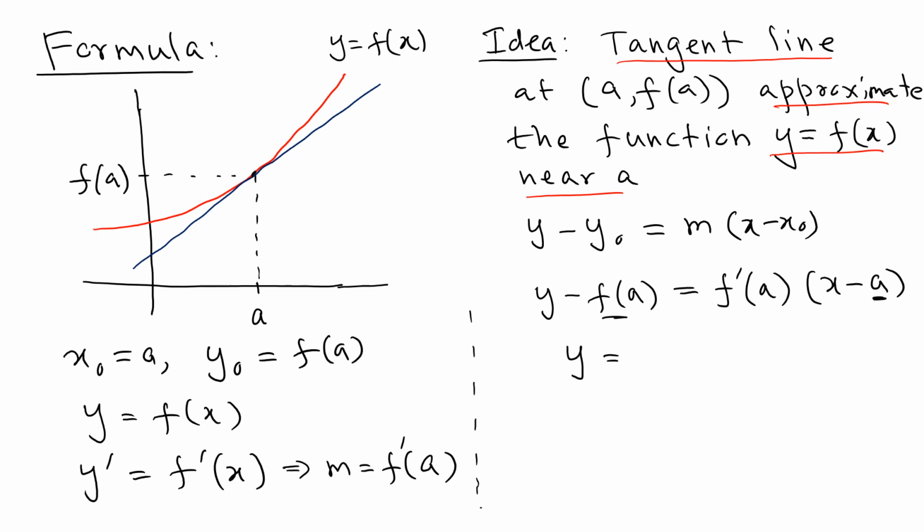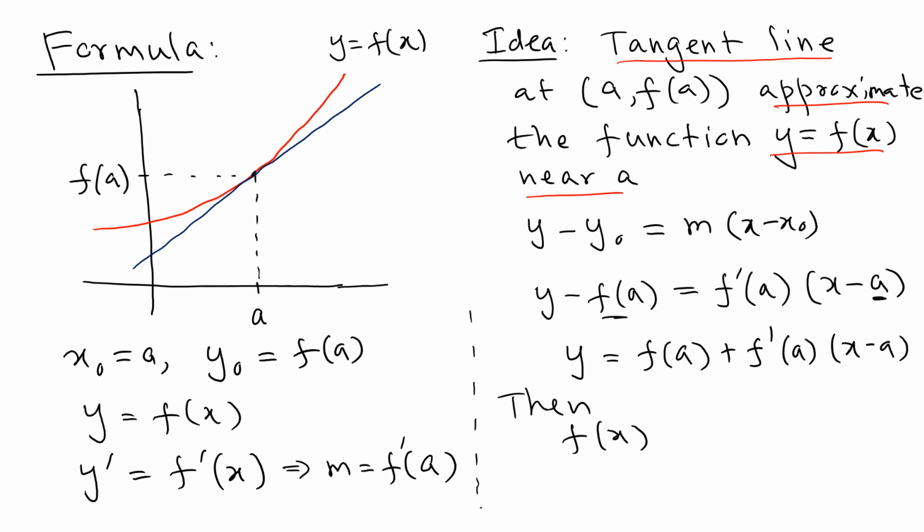If you move f of a to the other side, you can write this as f of a plus f prime of a times x minus a, and you can see this is a line. What we're going to do is use a new notation. We can say that f of x is approximated by this line, f of a plus f prime of a times x minus a.